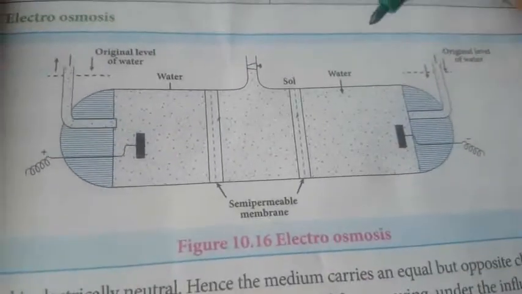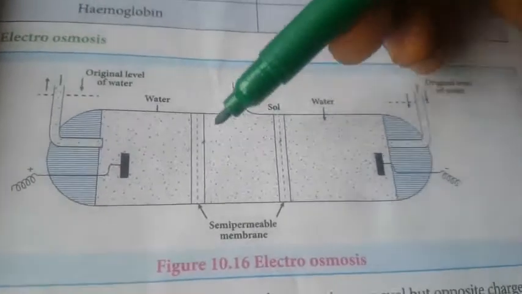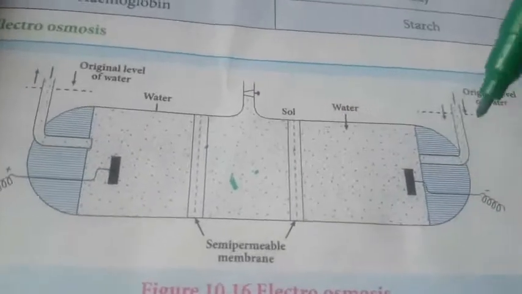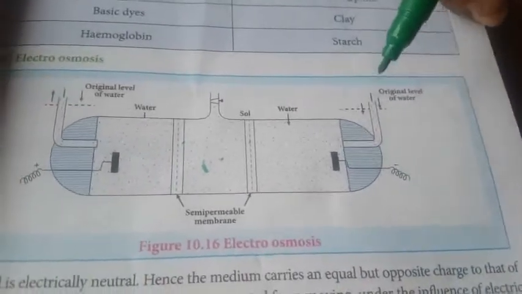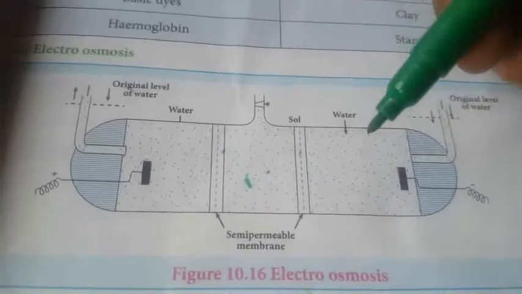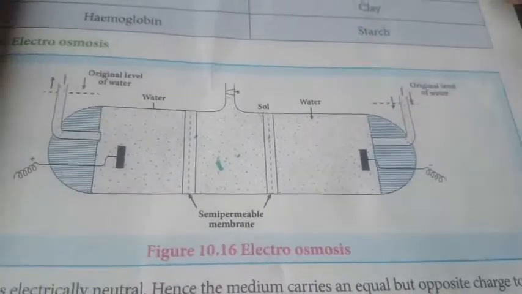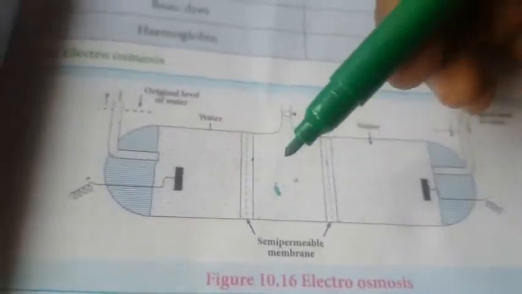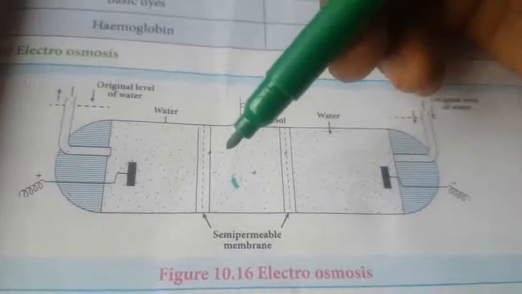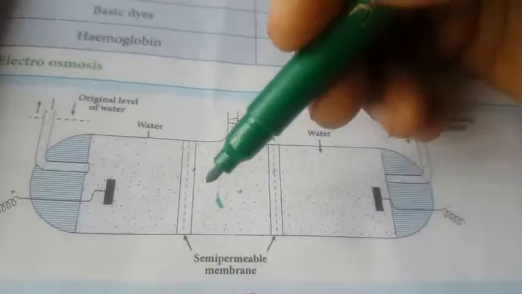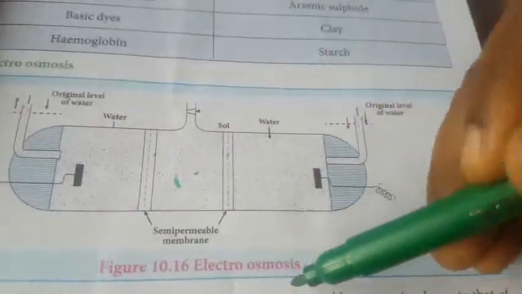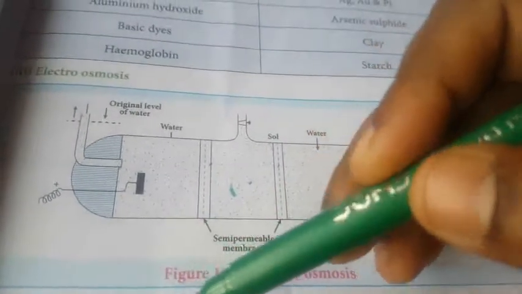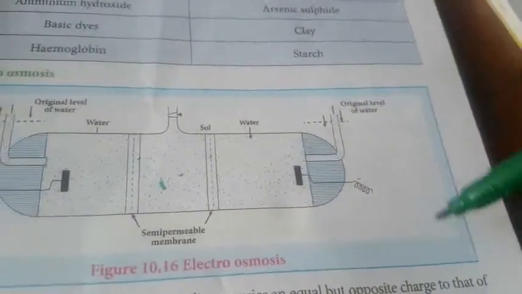What is meant by electro osmosis? Movement of the dispersion medium, under the influence of electric potential. So how much energy, how much current we pass, say 1 ampere of current, under the influence of electric current, the electric potential is called electro osmosis. Through this current, the sol particle, the solute or the solvent, that is the dispersed particle. Hence the medium carries an equal but opposite charge to that of the dispersed particle when salt particles are prevented from moving under the influence of electric field.